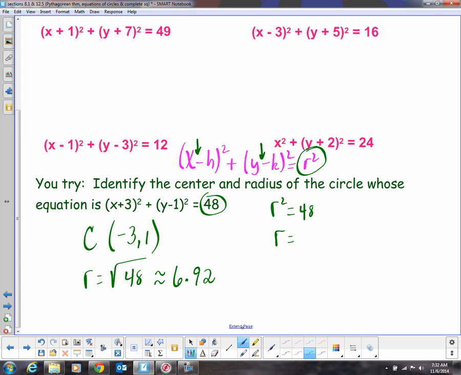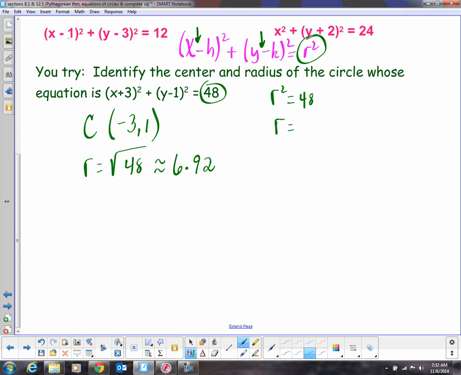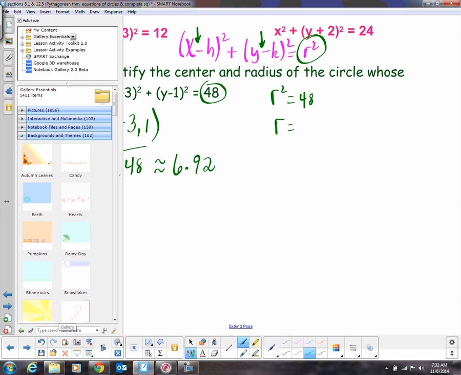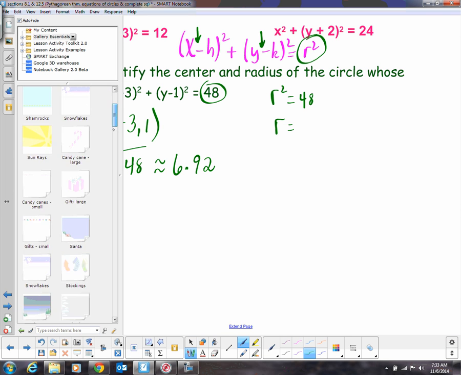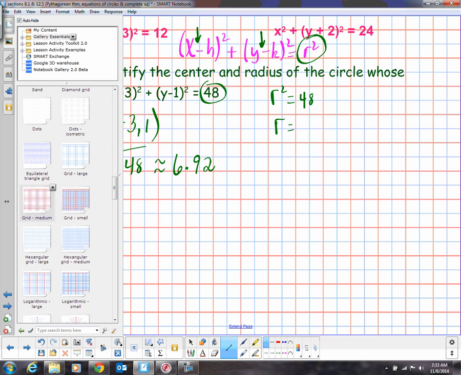Now, what if I asked you to graph this? We didn't go over that, and they asked you to do that last night. What if I asked you to graph it? Graphing a circle is easier, I think, than graphing anything. So you're going to get your graph paper. You're going to get your coordinate plane.